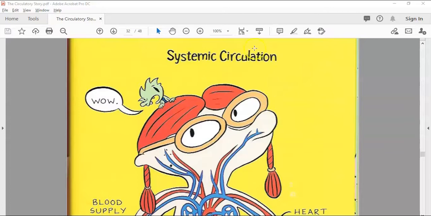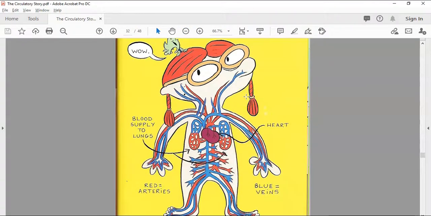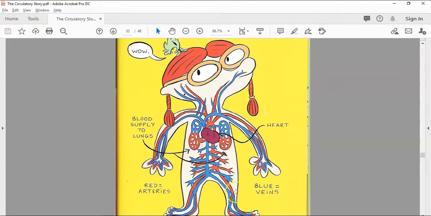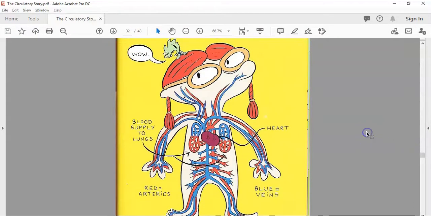The green creature is saying, almost there. System circuits. So I'm going to zoom out so I can show you this text feature. What is it called, boys and girls? It is pointing to the heart, to the blood supply to the lungs, the red arteries, it's telling you. And then it's telling you that the arteries are red and the veins are blue. What is this called? And I can also see the inside of her body. So if you said this is a diagram, you are correct. It's pointing to each part of her body, and it's also explaining to you what it is. And then it's also a what, because I can see inside.